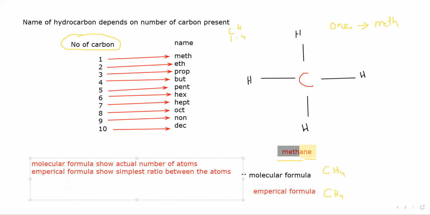So first, from the structure we know there is 1 carbon and there are 4 hydrogen. When 1 is there, we normally do not write 1, we just write the symbol. So CH4 is the molecular formula. The empirical formula is a ratio. When I take the ratio between carbon and hydrogen, there is 1 carbon and 4 hydrogen, and I cannot simplify it further. 1:4 is the simplest ratio. So that is why the empirical formula is also the same as the molecular formula.